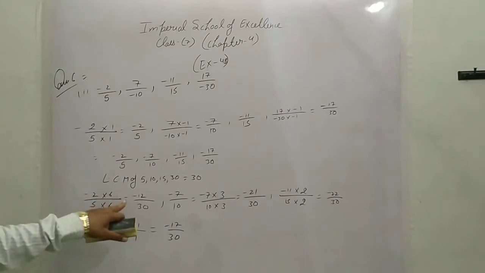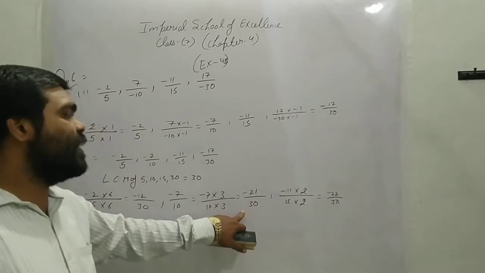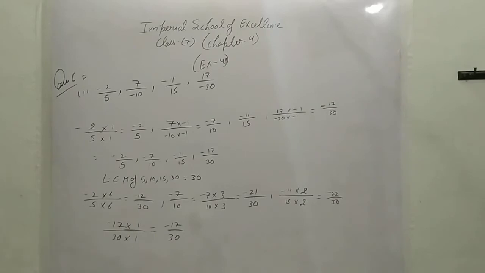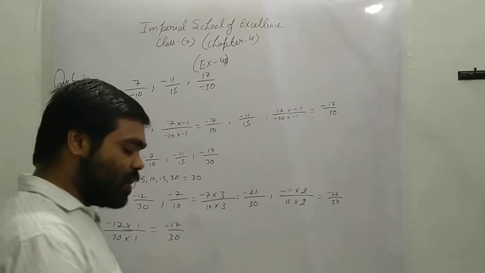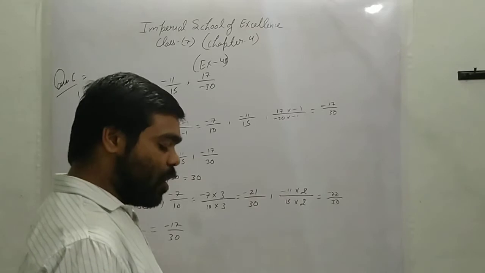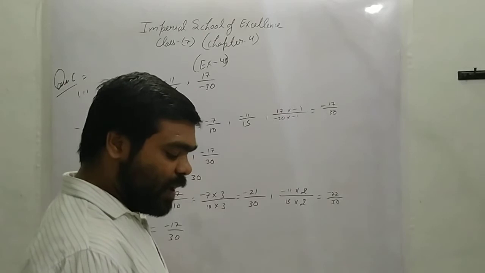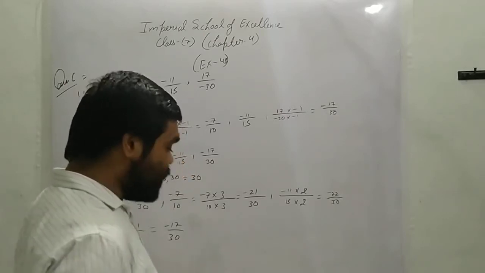The first one is minus 12 upon 30. Second one is minus 21 upon 30. Third one is minus 22 upon 30, and the last one is minus 17 upon 30. This is your answer and now you can arrange this in descending order. Earlier we discussed ascending order; now we have to arrange in descending order. The denominator is same, you have to compare only the numerator, not the denominator. Denominator is 30 here.